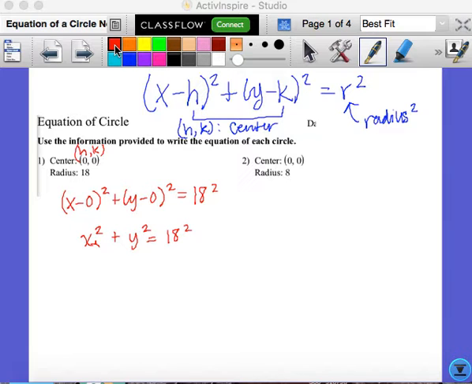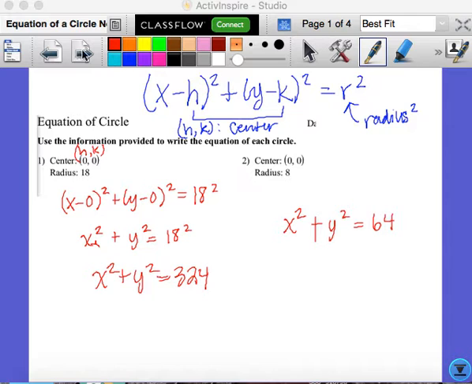Go ahead and try number 2 on your own. So for this second one here, we should end up with x² + y² = 64.